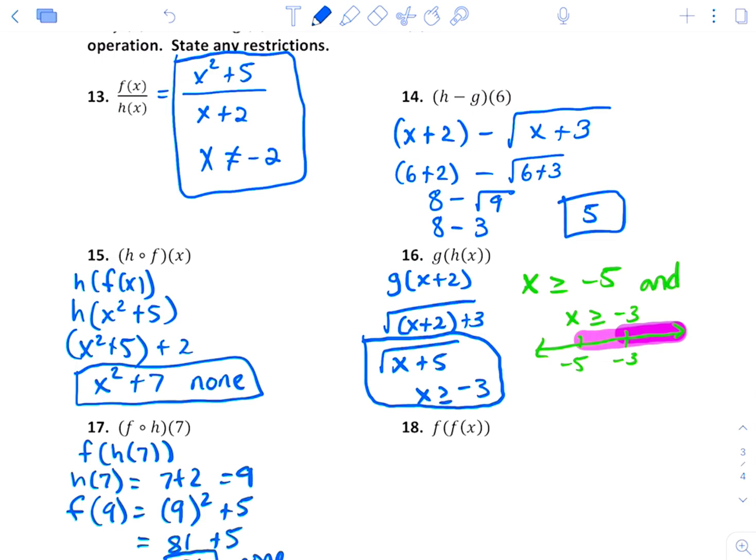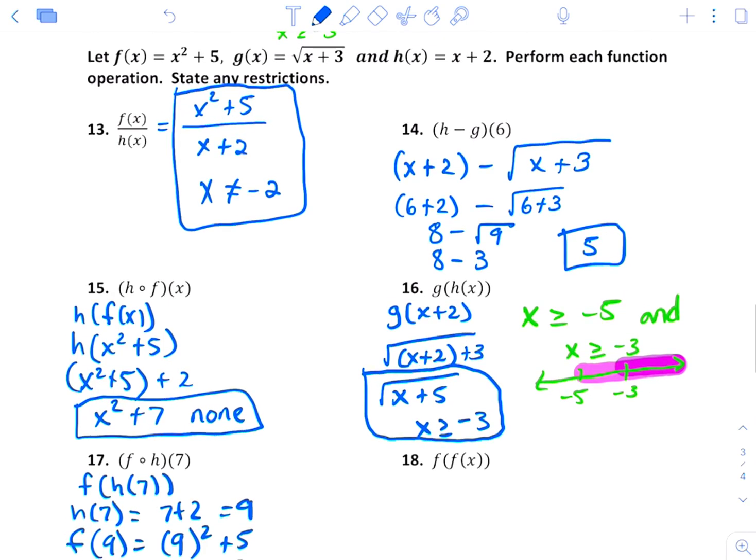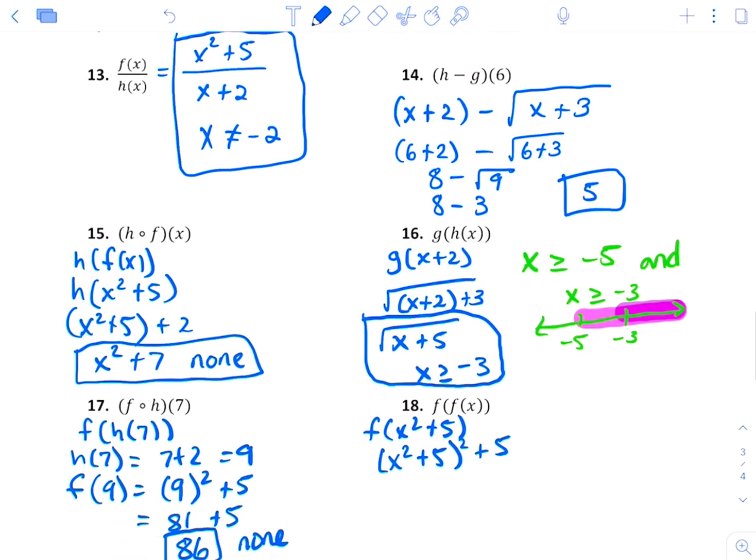All right, last one, so 18. So we're doing f of f of x. So this tells me that I am plugging f into itself. So I would just do f and then that equation, so x squared plus 5. And then I'm replacing that x squared in this with that x squared plus 5. And simplifying as much as possible.